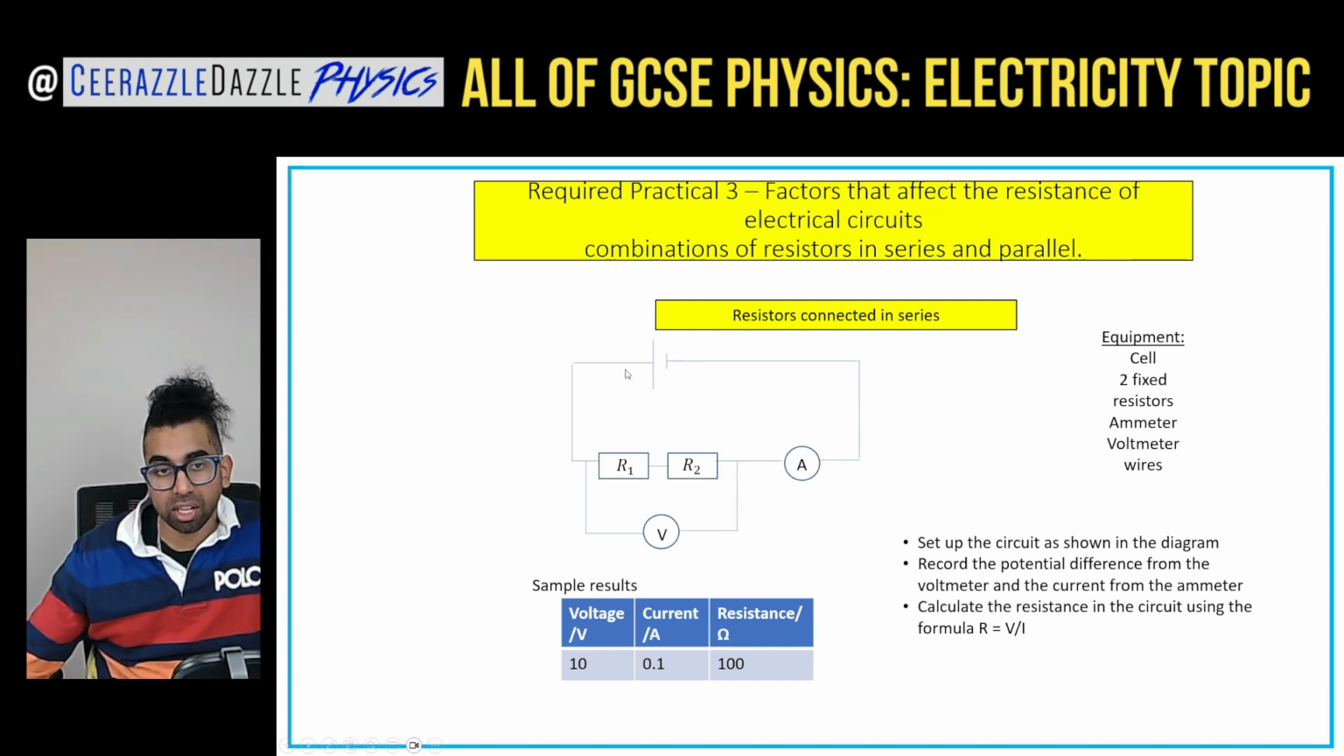Right, so say you have a cell, resistors R1 and R2 connected to an ammeter, and return back again. You then place the voltmeter around both the resistors. Then you record the voltage value and the current value, and to work out the total resistance, you simply do the voltage divided by the current over here.